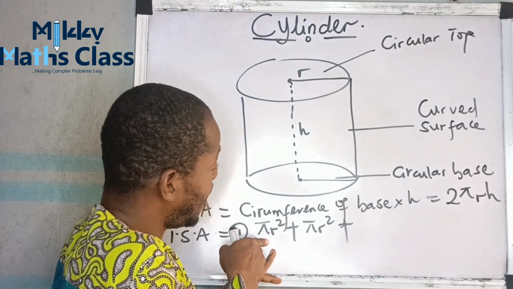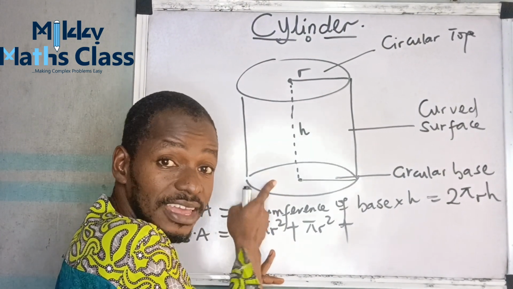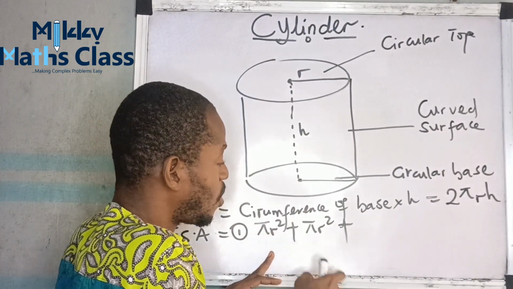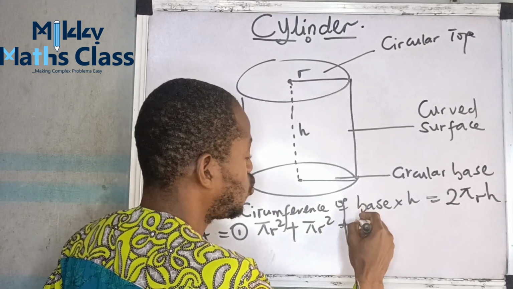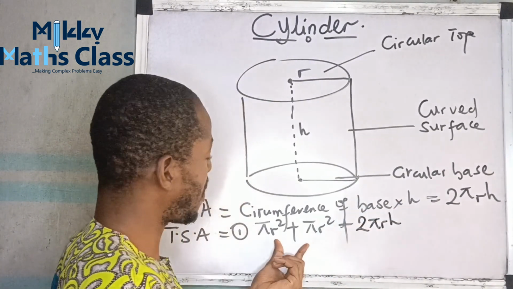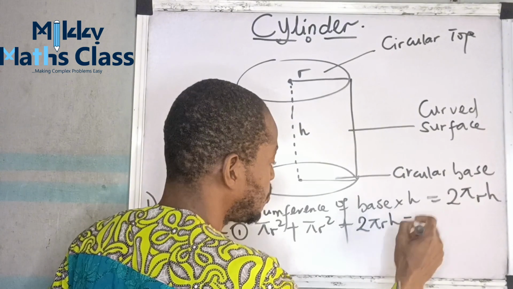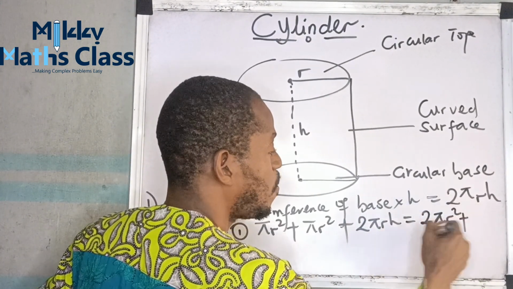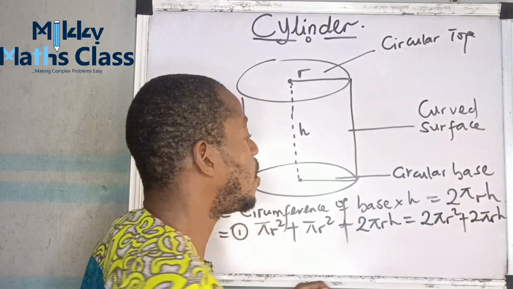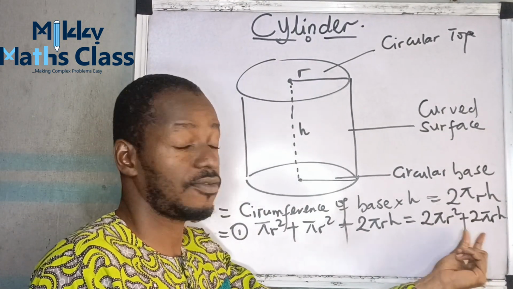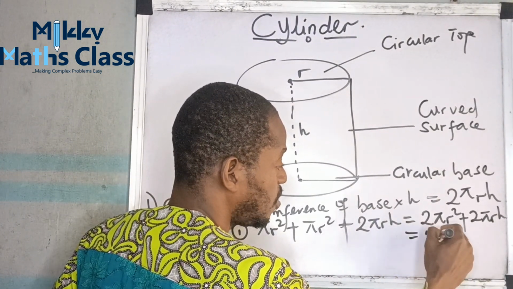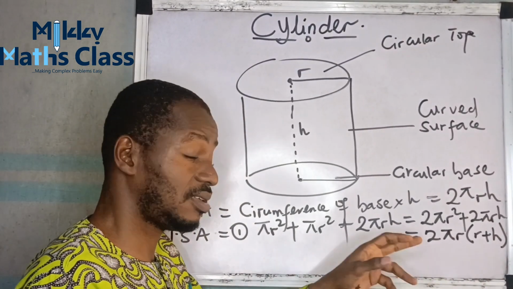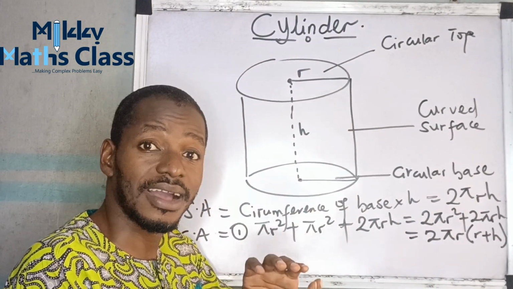Now, since both ends are there, you have pi r squared as the area of the circular base and the area of the circular top. So pi r squared plus pi r squared plus the curved surface area, that's 2 pi r h. Pi r squared plus pi r squared, that's 2 pi r squared. 2 pi r squared plus 2 pi r h. Now, I can factorize 2 pi r from this place. So the total surface area is 2 pi r into bracket r plus h. This is for when both ends of the cylinder are closed.